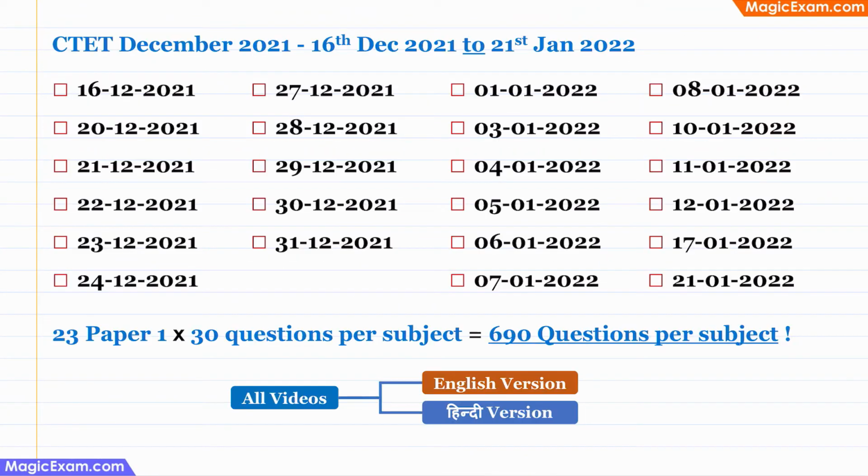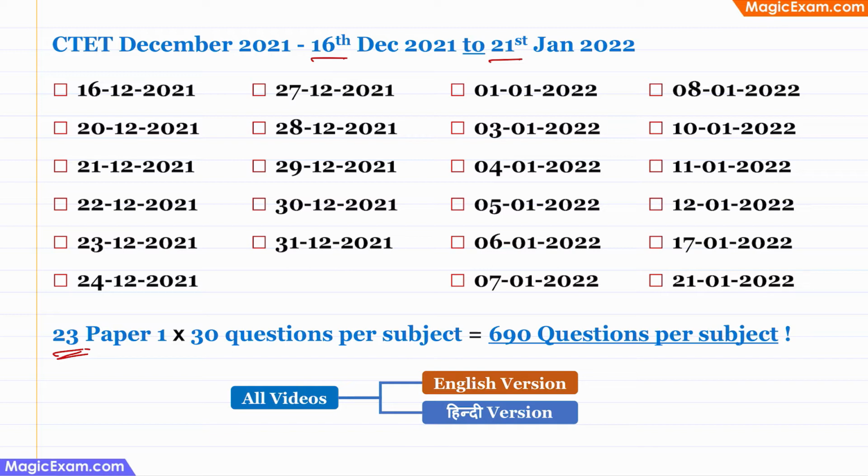The CTET December 2021 examination was conducted from the 16th of December of 2021 till the 21st of January of 2022 in an online mode. And there are 23 different versions of paper 1 that we can solve from this specific exam.